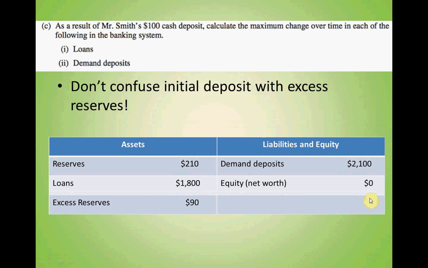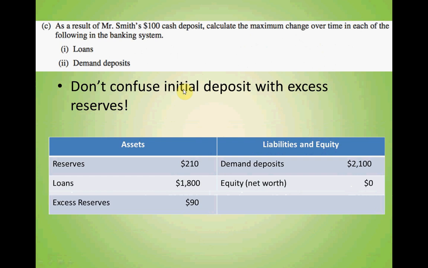As a result of Mr. Smith's $100 cash deposit, calculate the maximum change over time in each of the following in the banking system. Oh, so they're asking us to look at specific parts of the banking system. Now, don't confuse the initial deposit of $100 with excess reserves, with loans. All right? So they're asking us to look at loans, not initial deposit and all that stuff. Your book simplifies this part. They're asking you to get a little bit more specific now on the AP exam.